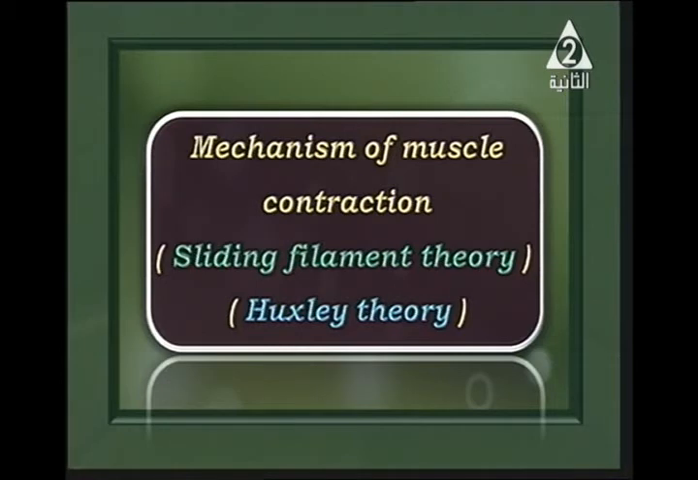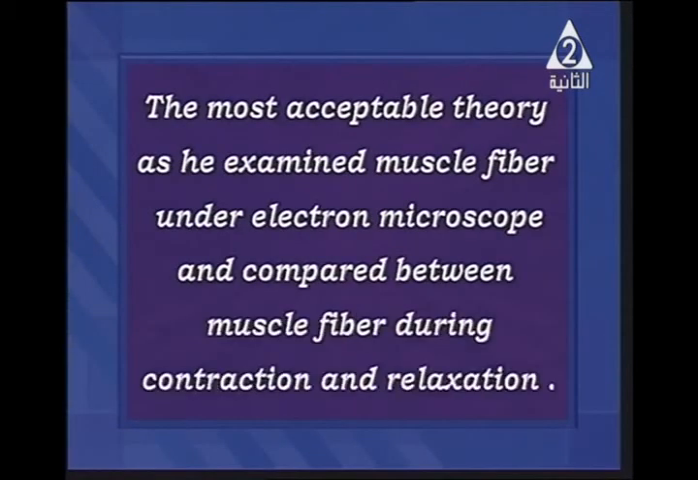Let's close with it. We have an introduction about Huxley's information. Most scientists said it's the most acceptable theory. What did he do? He examined muscle fiber under the electron microscope, and he compared muscle fiber during contraction and relaxation. He made a large comparison between contraction and relaxation of the muscle fiber under the electron microscope.